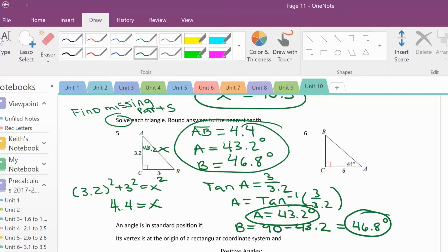So go ahead and try the next one using the trigonometry, and you can check your answers on the website.